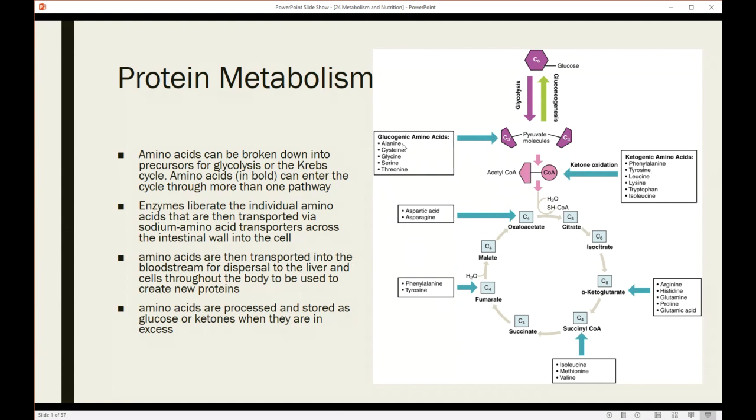So here, the glucogenic amino acids are alanine, cysteine, glycine, serine, and threonine. Okay, and so those can all go right here. Look, there's tryptophan, everybody's favorite amino acid. And that one can go in to do ketone oxidation at acetyl-CoA.